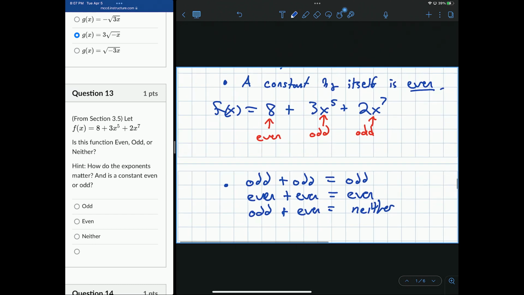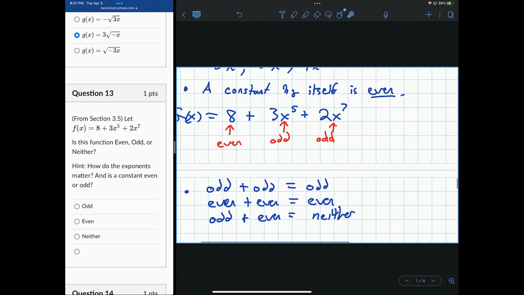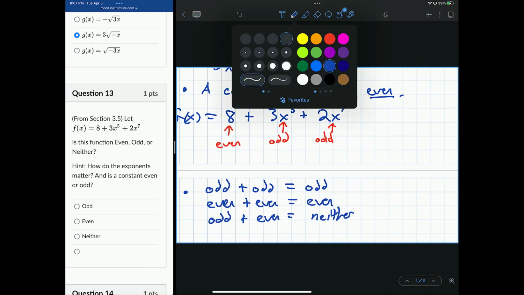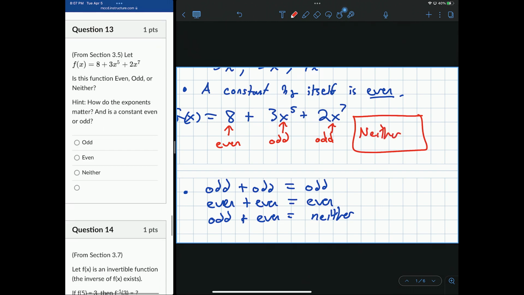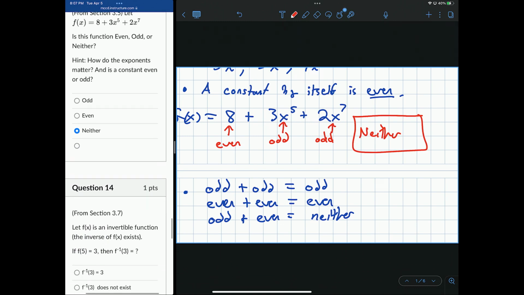Whenever you see something like this, an even function that you're adding to an odd function, that tells you this is not going to be either. So it's neither. It's not odd, not even. So the answer here is neither. Again, we got another extra option. It's fine.